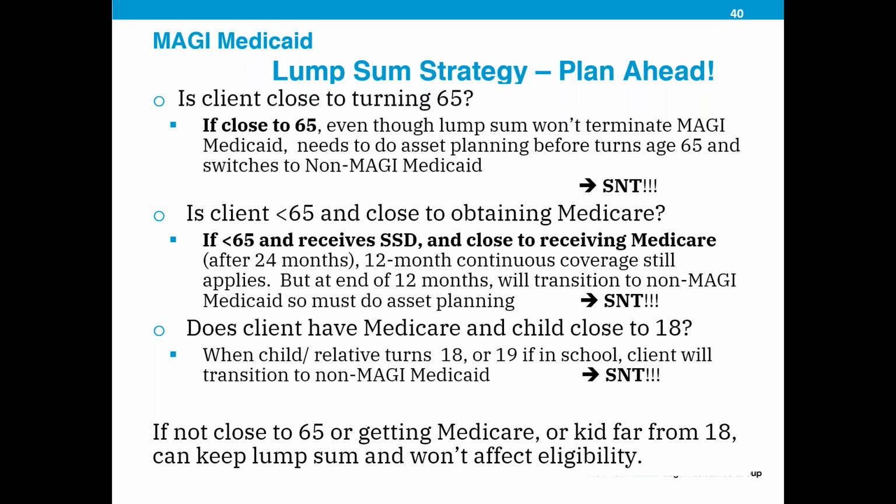So you always want to think about a pooled trust or an individual SNT and get that money in there before the person turns 65, if they're disabled, of course. Use of an SNT, remember from the first session, they must be disabled. It is not enough to just be getting Social Security. They have to be determined disabled by Medicaid.